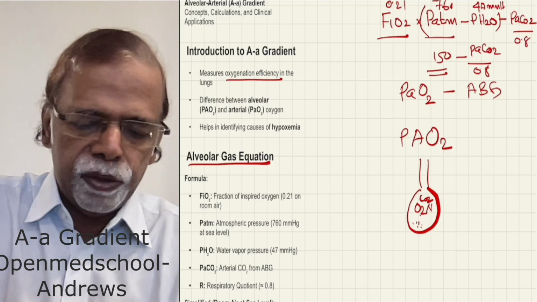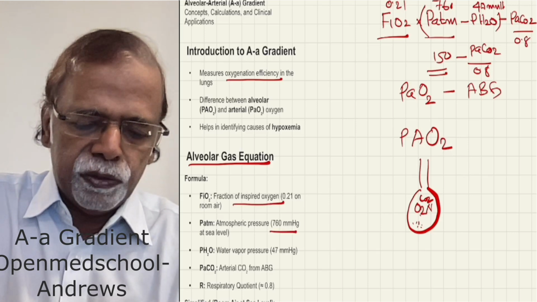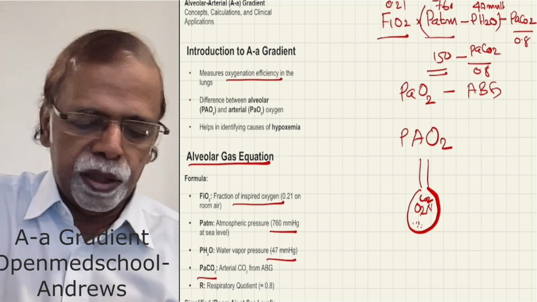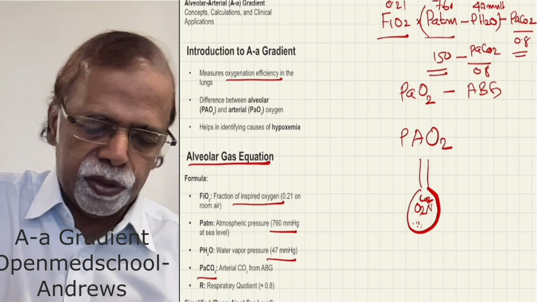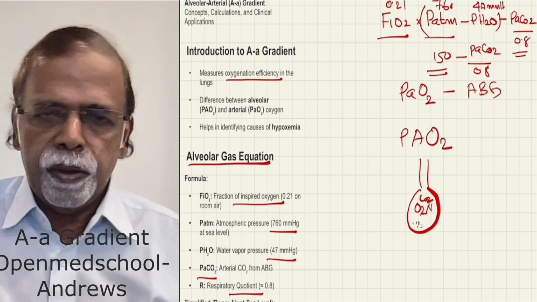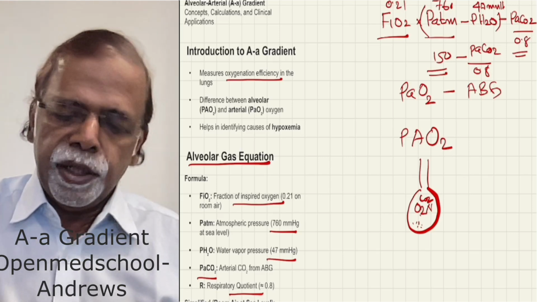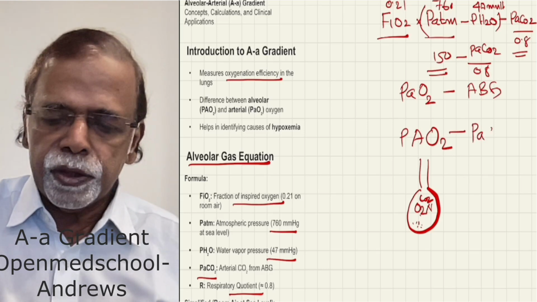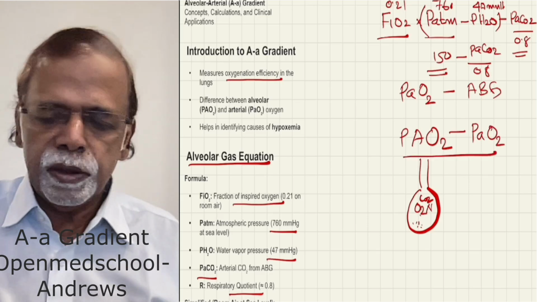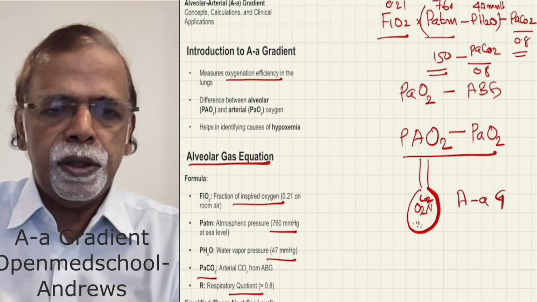FiO₂ is the fraction of inspired oxygen, 0.21. Patm is 760 millimeters. The water pressure is 47 millimeters of mercury, and the PaCO₂ is taken from the measurement in the ABG, and R is the respiratory quotient. So now we are able to identify the PAO₂. From the PAO₂, the partial pressure of arterial oxygen is subtracted, and this becomes the alveolar arterial gradient. Hope this point is clear to you.